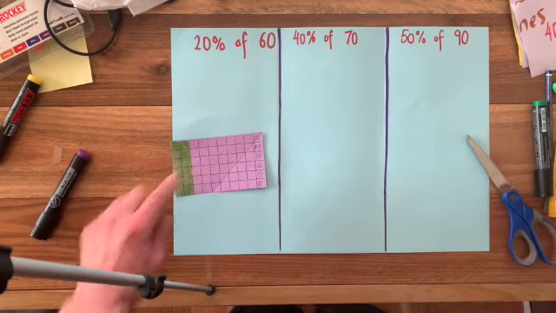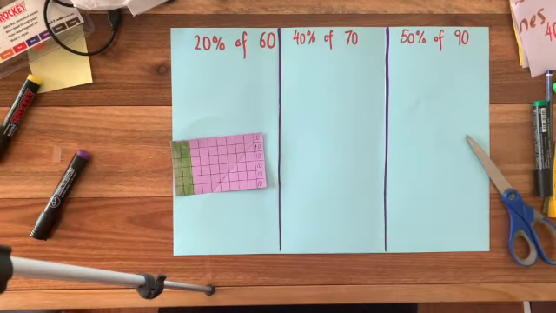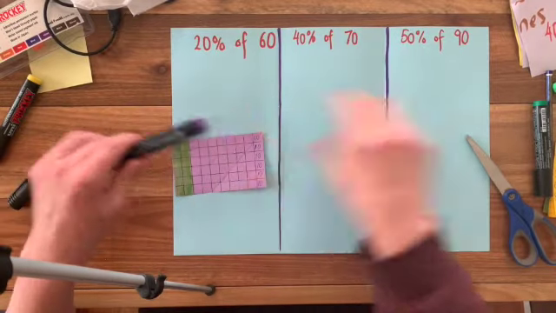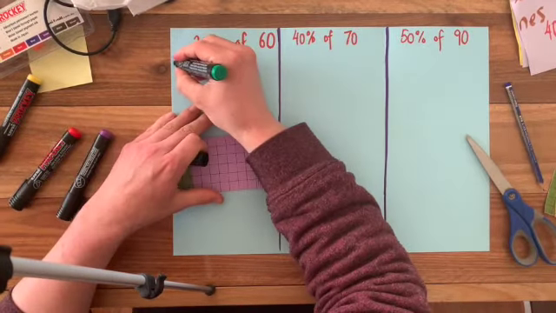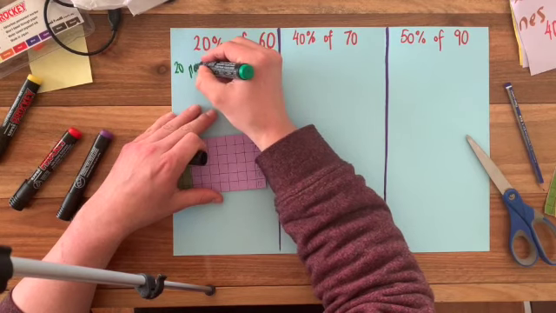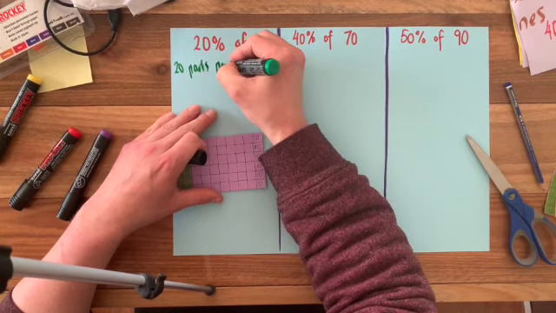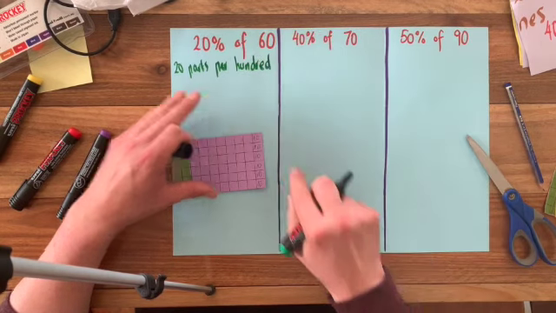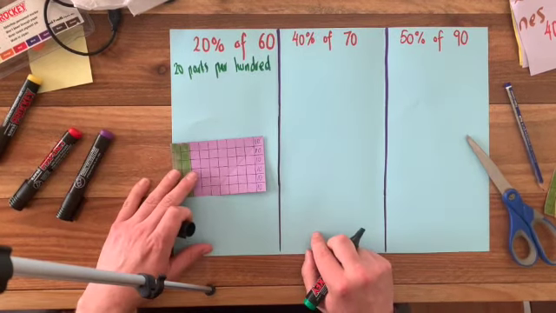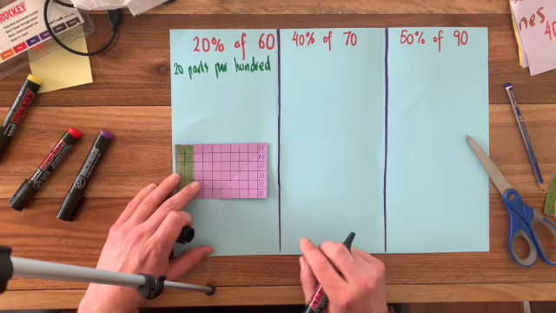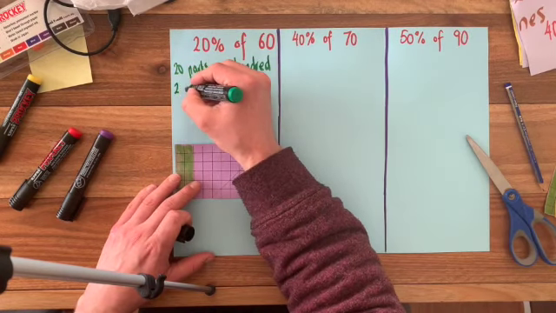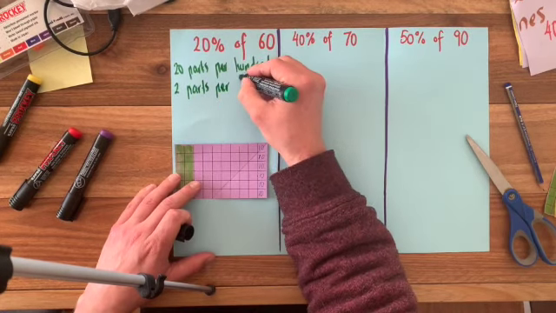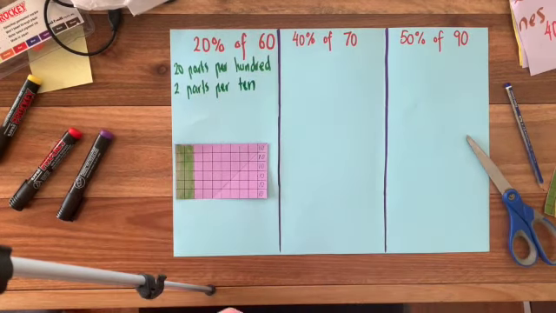Now, 20% normally means 20 parts per 100. However, as I said, we don't have 100. We don't have it. We have less. So remember back, 20 parts also means 2 parts per 10.